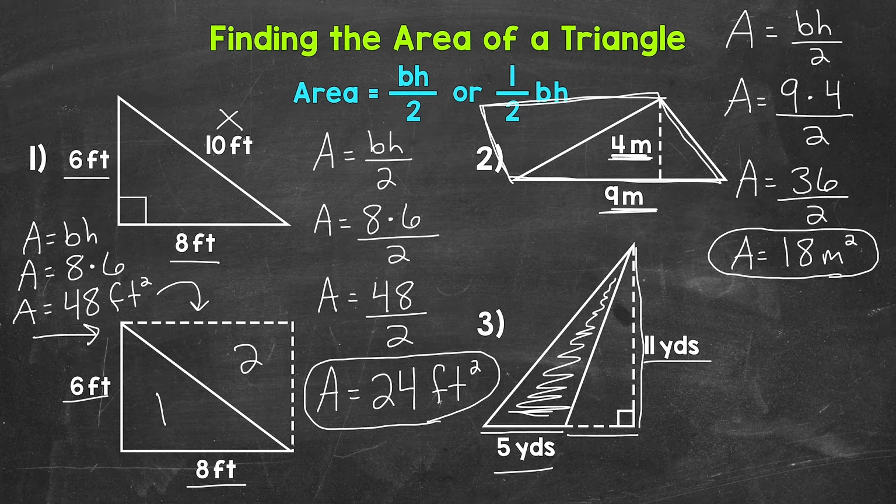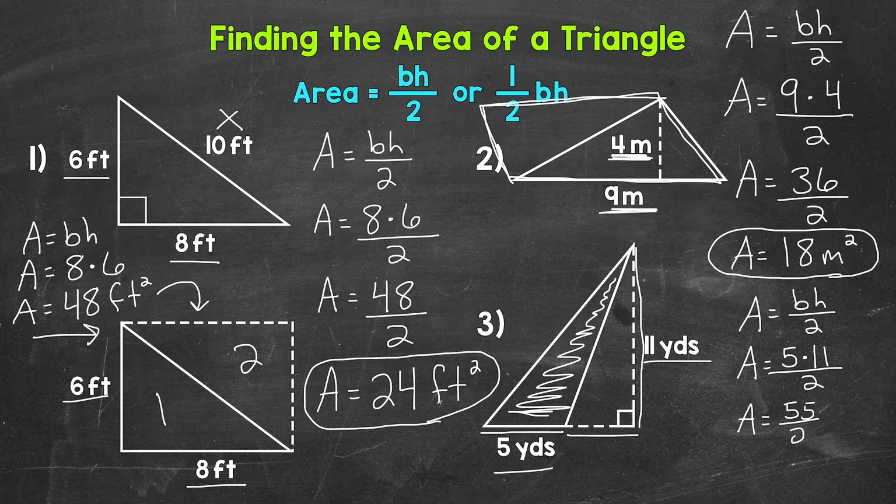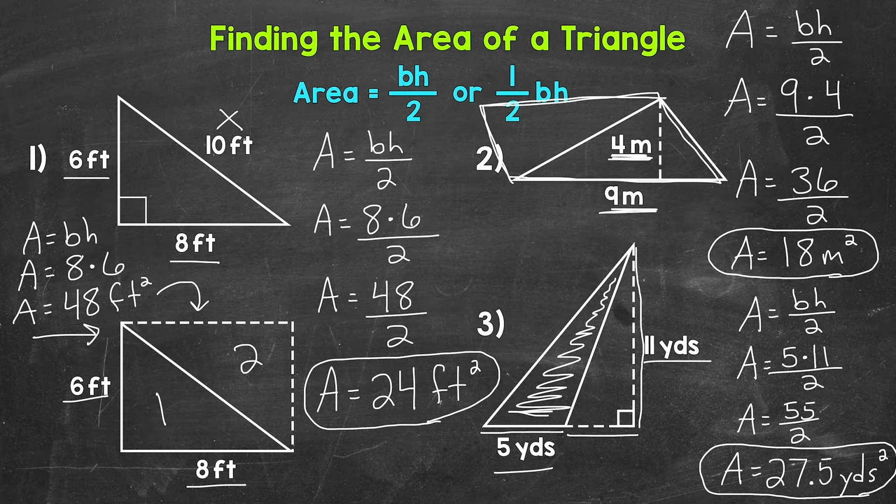Now we can calculate the area of this triangle. So we have area equals base times height divided by 2. Let's plug in the base and the height. So the base is 5 yards times the height of 11 yards divided by 2. Let's work through this now. 5 times 11 is 55 divided by 2. That gives us an area of 27 and a half, or 27 and 5/10. And this is square yards. So final area, 27 and a half square yards.